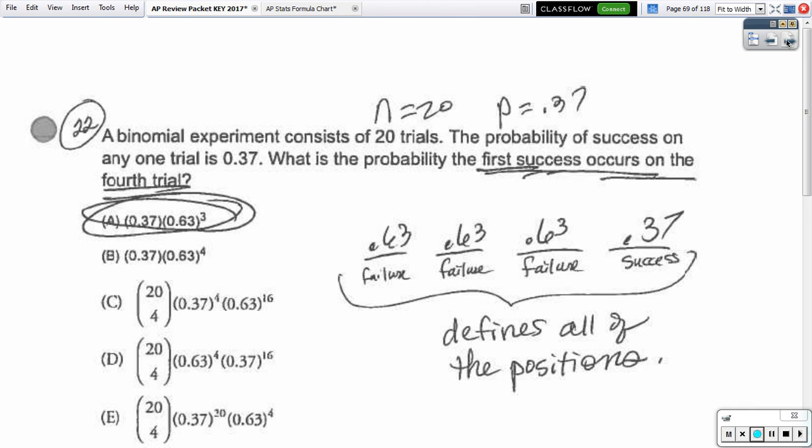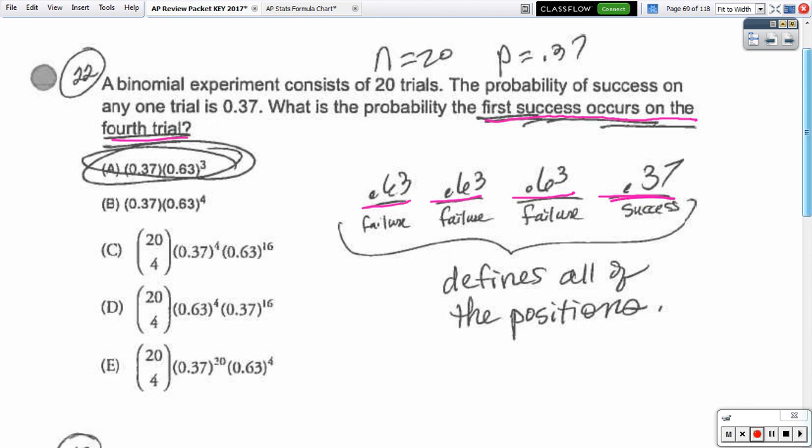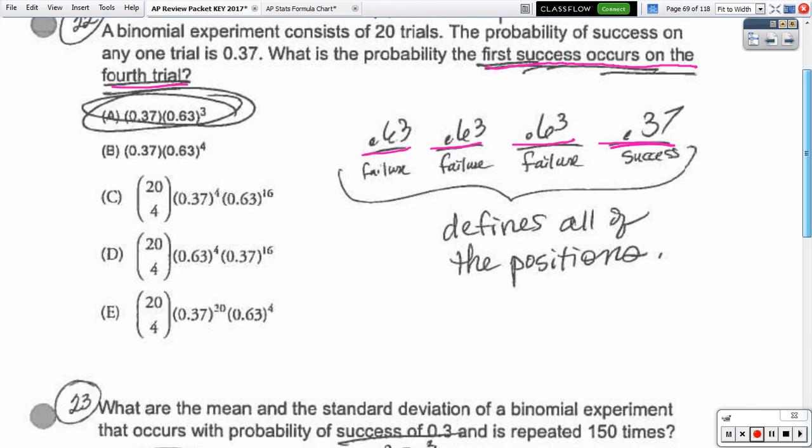This one was just straightforward. This one actually is considered geometric. See how this is worded: the first success occurs on the fourth trial. So it specifically defines not a success, not a success, not a success, success. So that's when it's geometric. It doesn't occur until the fourth trial. That is geometric, okay? So you can do that.